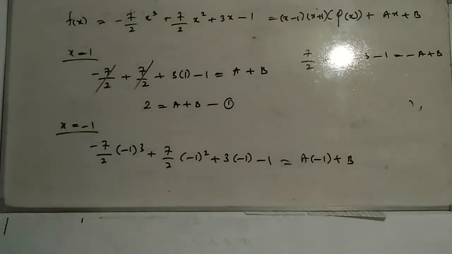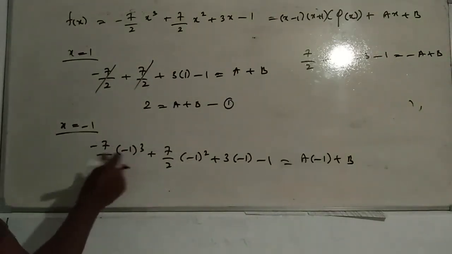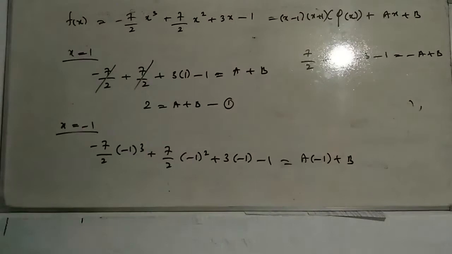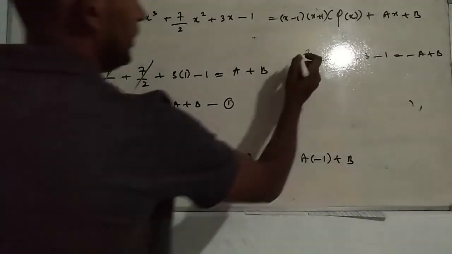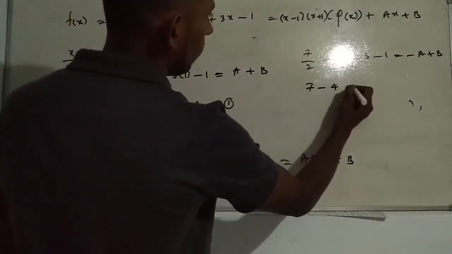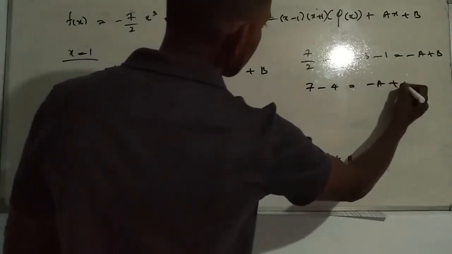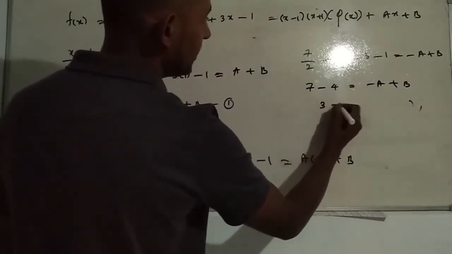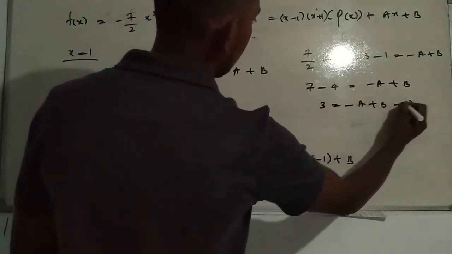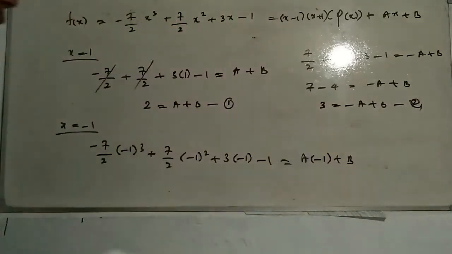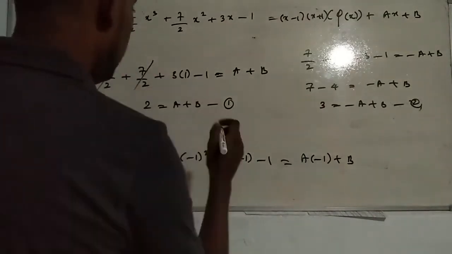We can simplify this equation like that, right? Here 7 minus 4 equals minus a plus b. That means 3 is equal to minus a plus b. Take this as your second equation. By solving these two simultaneous equations, we can find a and b.